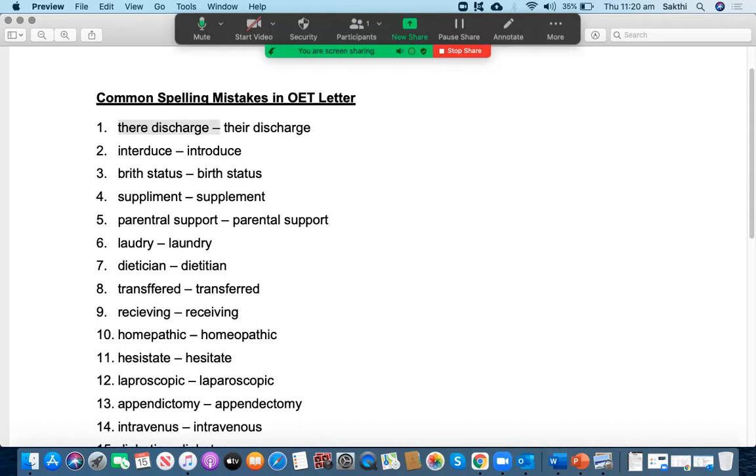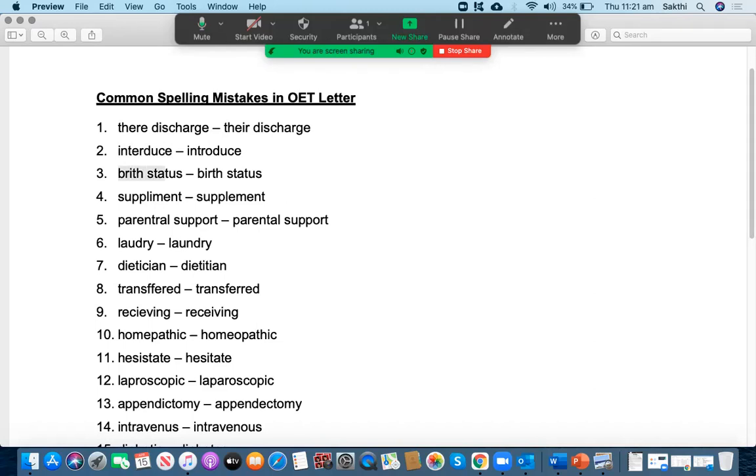Their discharge. It's not "there discharge", it is actually "their discharge". THEIR. THERE is the location. It represents the location. For example, I went there. Whereas "their" is something that belongs to them. And the next one is "introduce". It's not "interduce", actually. This is wrong. INTERDUCE is wrong. It is INTRODUCE.